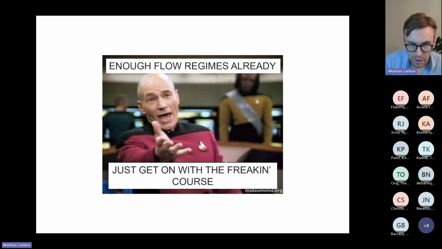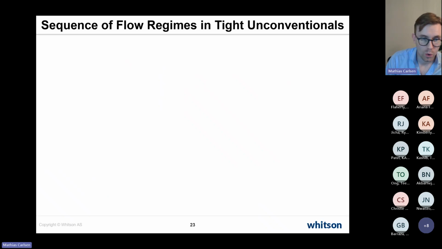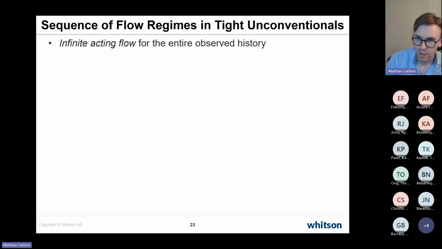I know we've talked a lot about this, but it's important for the audience here to just know what world we live in. You can have only 7 different sequences of flow regimes with time. The first is that you're only infinite acting for the whole observed history. Then the b factor is 2 on your DCA if the bottom-hole pressure is constant, and the line is straight in the square root time plot.